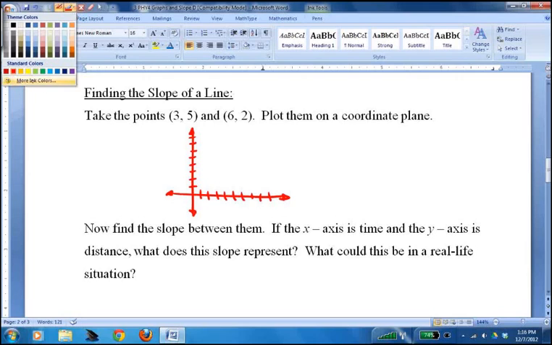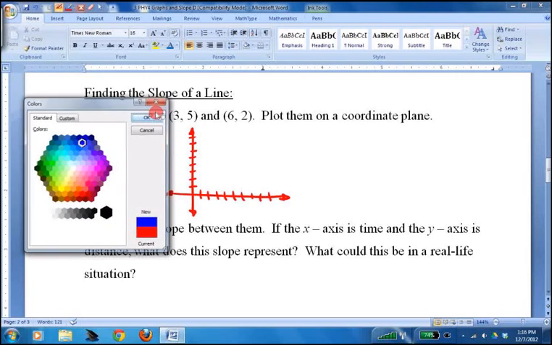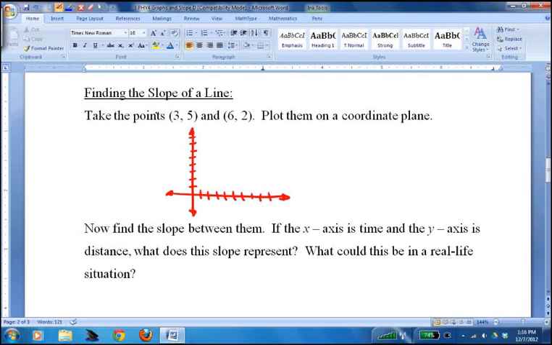Now, when I teach this, I like to tell people to just look at the points and figure it out from there. So this point is 6, 2. And this point is 3, 5. This is a little bit easier to do if you're on graph paper. But it shouldn't be too bad here either.